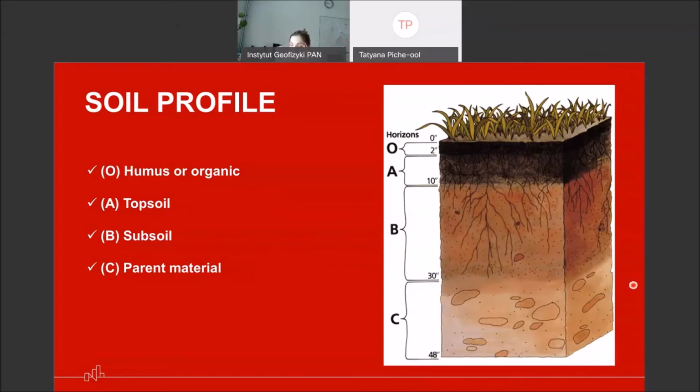Then there is the horizon named B, which is subsoil, rather rich in minerals that usually leached, like moved down from the A horizon, and accumulated here. And C is so-called parent material, and this is the deposit at Earth's surface from which the soil developed.